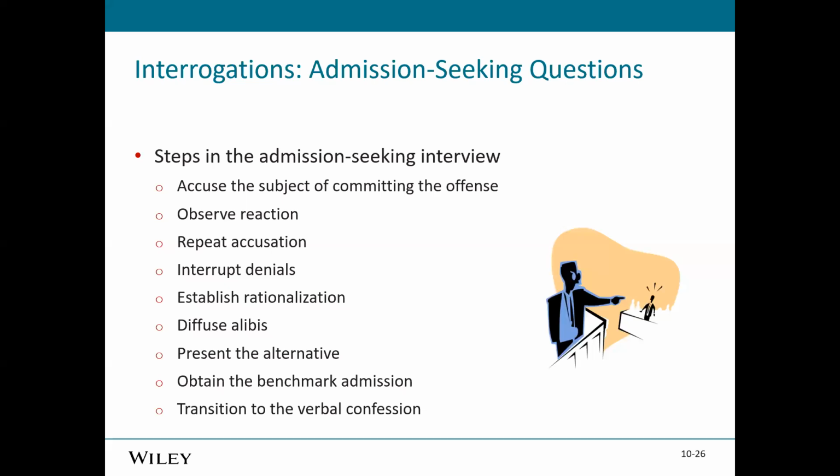So again, when we are doing these interrogations and trying to get someone to admit their guilt, there's a specific step or series of events that we want to take. We want to start by actually accusing the subject of committing their offense. We want to put this in the form of a statement. Avoid using words like steal or fraud or crime, but just phrase it as though the person's guilt has already been established. Then we want to observe their reaction.